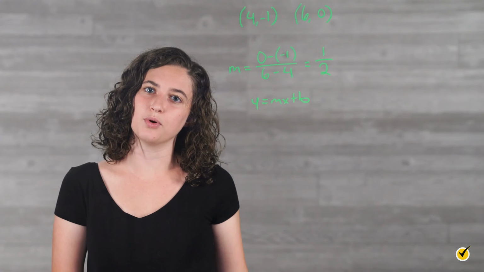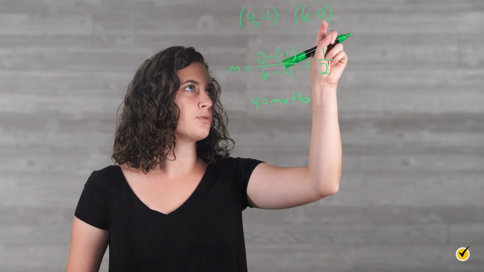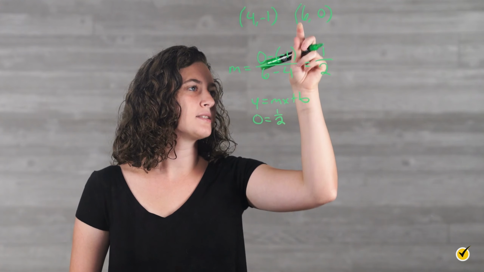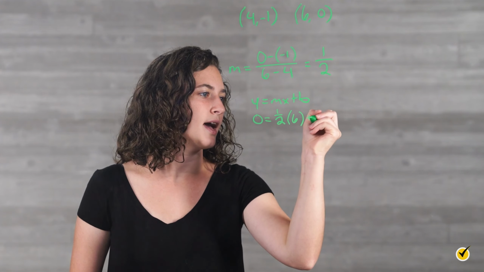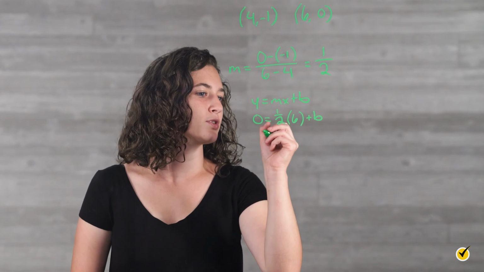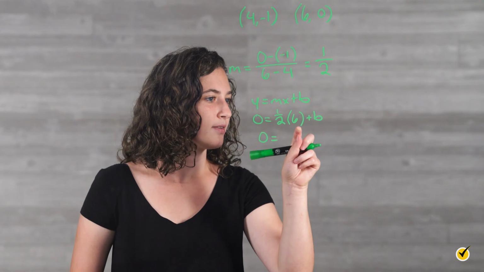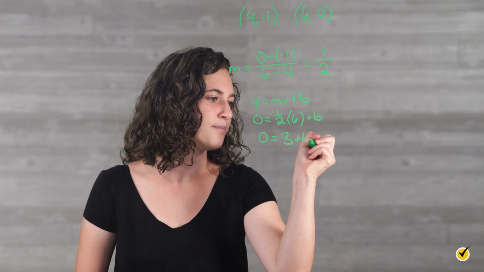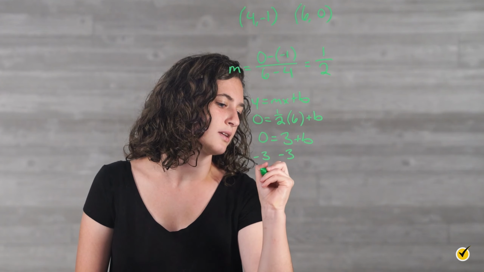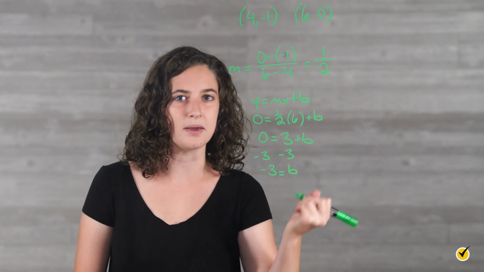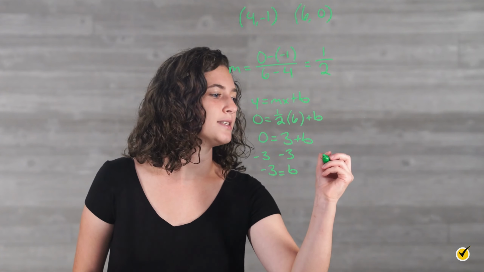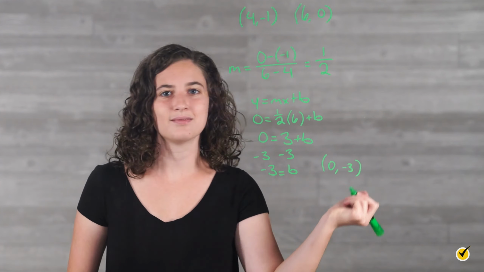And then we're going to plug in what we know. So we know y is equal to 0, m is equal to 1/2, x is equal to 6, and we're solving for b. Now all we have to do is simplify. So we'll have 0 is equal to 1/2 times 6, which is 3, plus b. Then to get b by itself, we can subtract 3 from both sides and get -3 is equal to b. And just like that, we know that the y-intercept of this function is (0, -3).